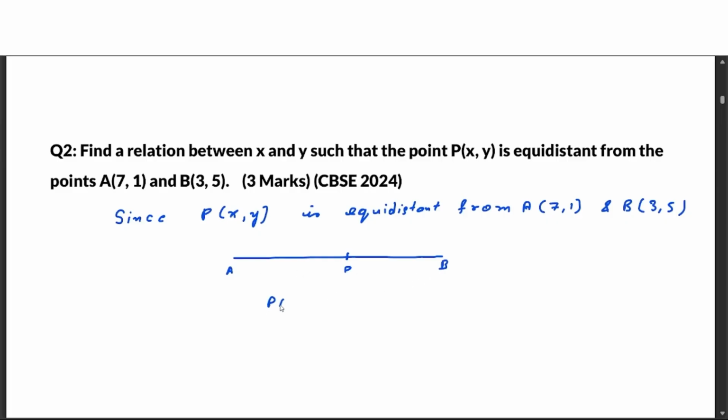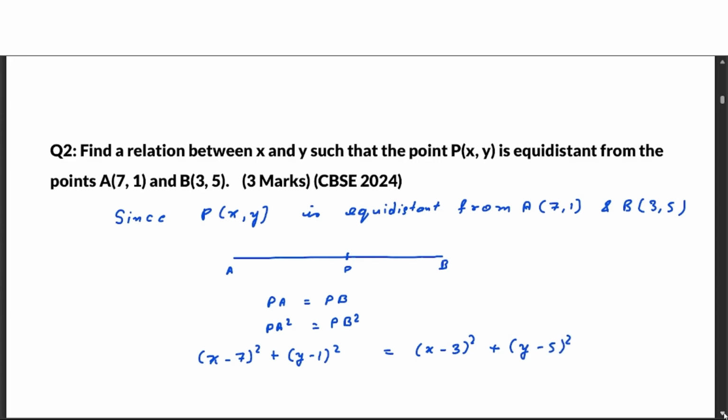So we can say here PA is equal to PB. Okay, so based on that we can find their coordinates. So we can say here PA square is equal to PB square. Now based on that, you have already coordinates given, so we can say here (x minus 7) whole square plus (y minus 1) whole square is equal to again (x minus 3) whole square plus (y minus 5) whole square.